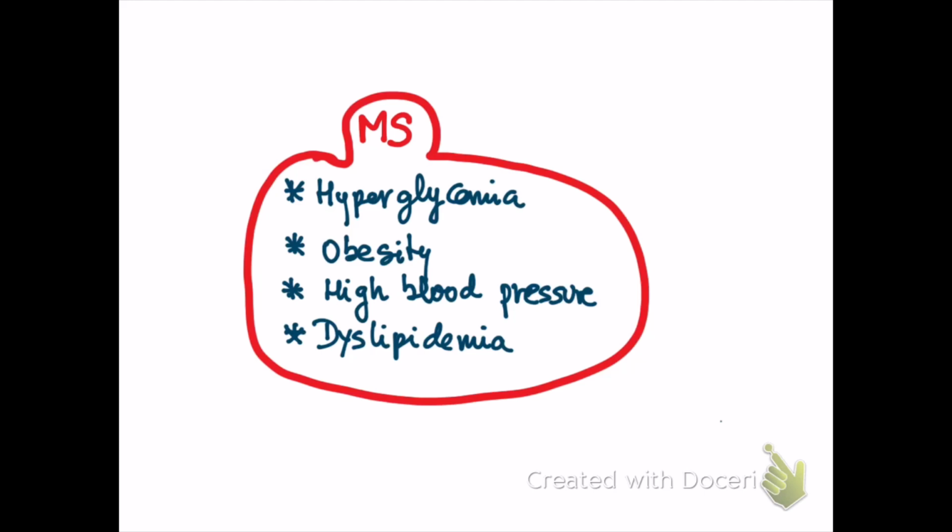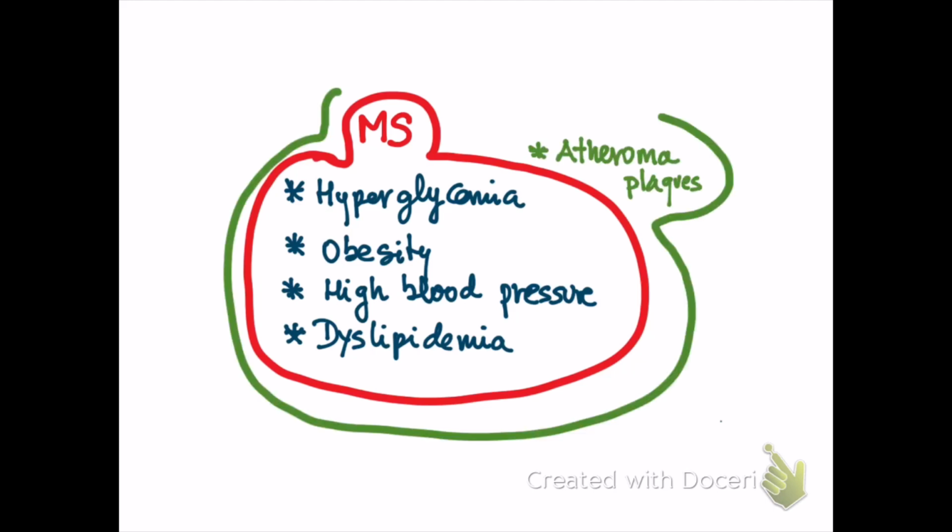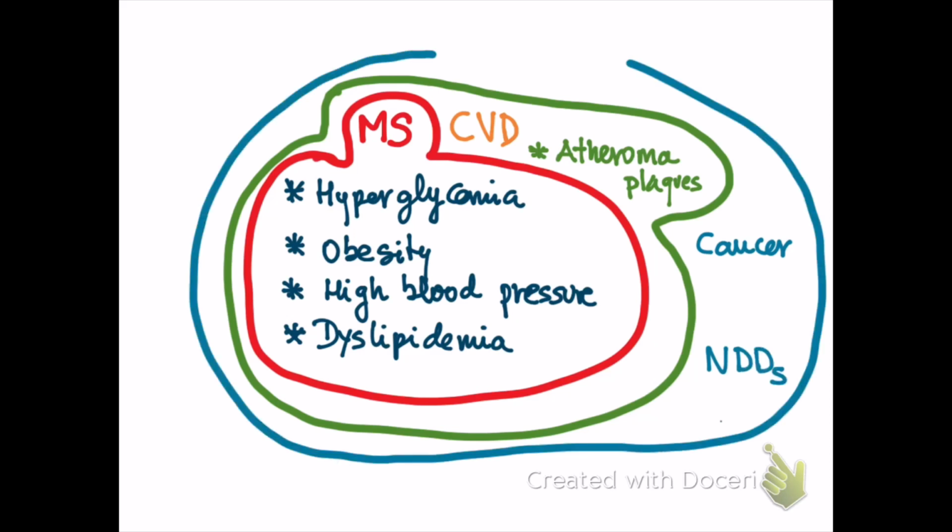All of them are diseases associated with metabolic syndrome. In the second level, we can include the formation of atheroma plaque, responsible for cardiovascular diseases. And finally, we can add a third layer corresponding to cancer and neurodegenerative diseases. All of them are the family of aging-related diseases.